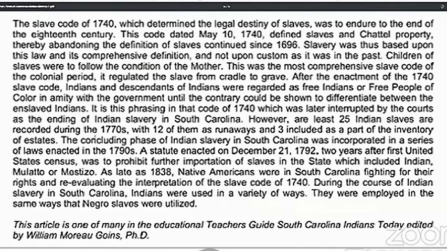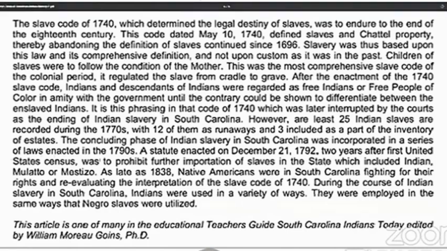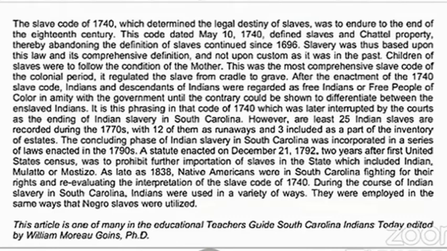The concluding phase of Indian slavery in South Carolina was incorporated in a series of laws enacted in the 1790s. A statute enacted on December 21st, 1792, 2 years after the first United States Census, was to prohibit further importation of slaves in the state, which included Indian, mulatto, or mestizo. As late as 1838, Native Americans were in South Carolina fighting for their rights and reevaluating the interpretation of Slave Code of 1740. During the course of Indian slavery in South Carolina, Indians were used in a variety of ways.